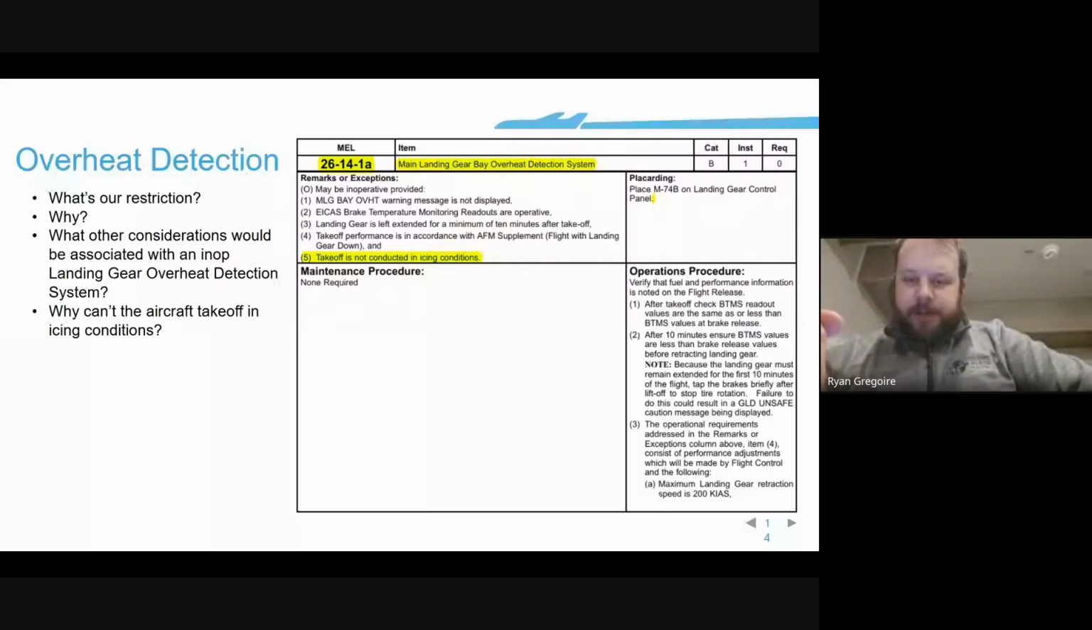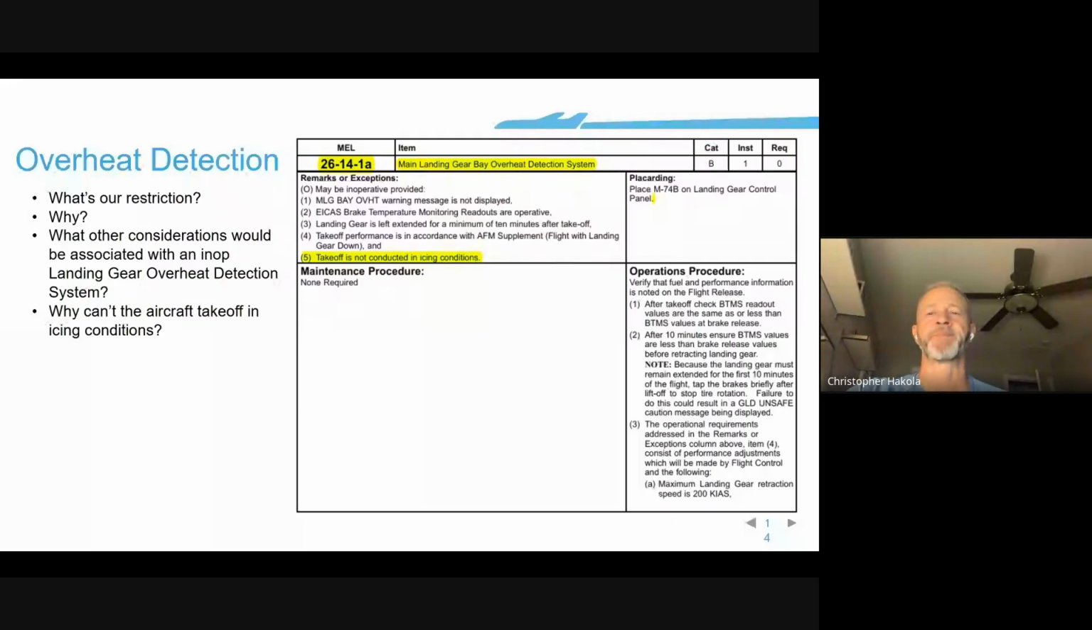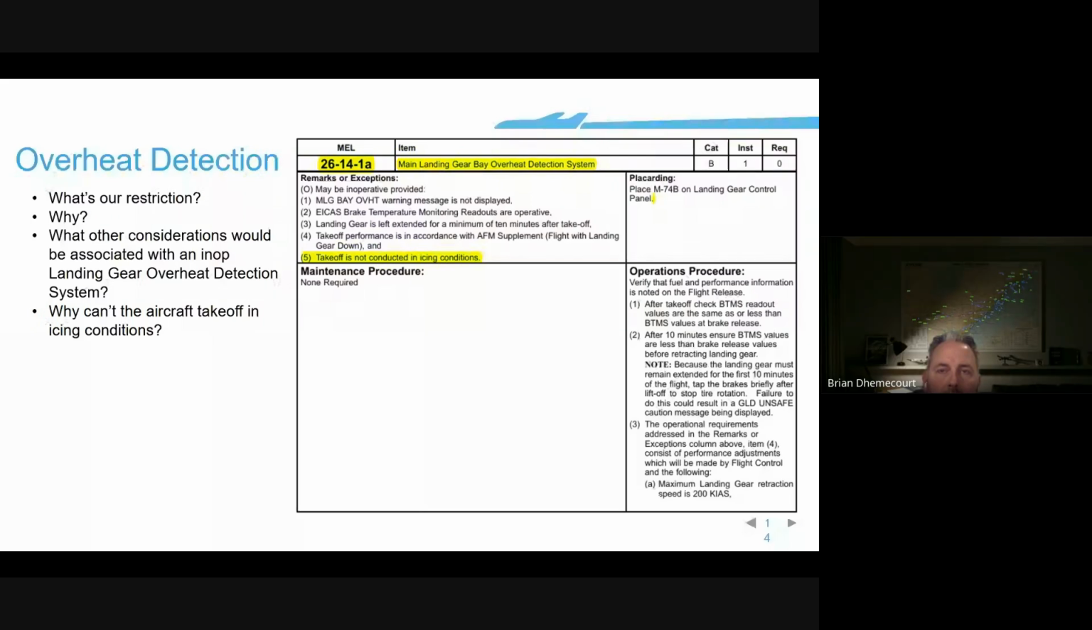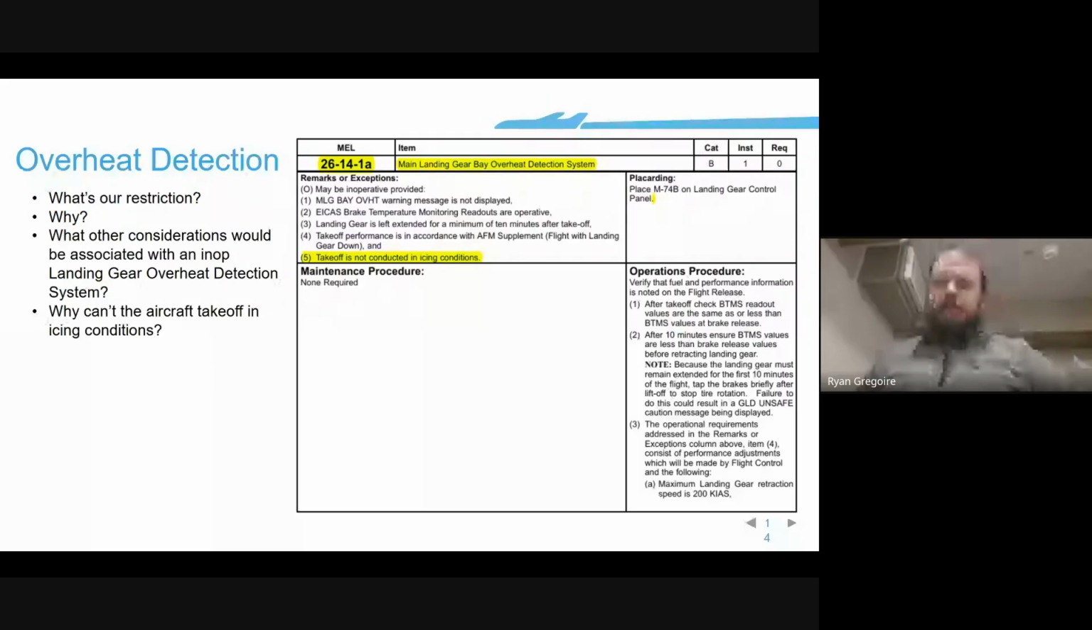All right, can you guys see the slide for overheat detection now? No. Just your pretty face. Aw. There it is. How about now? Perfect. Okay. Overheat detection. Sorry.